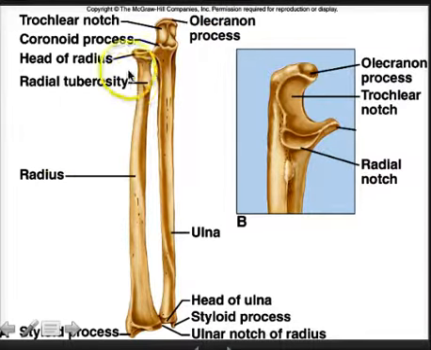The radius has a head of the radius and a radial tuberosity. At the end, this also has a styloid process. In this case, notice we have a coronoid process, C-O-R-O-N-O-I-D. The word coronoid comes from corone, which means a crown. Eidos means shape. So this shape is like a crown.